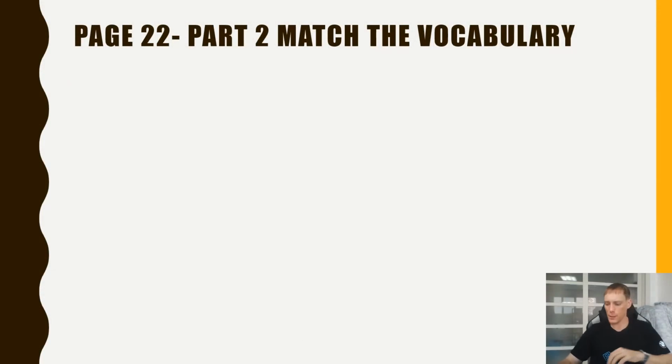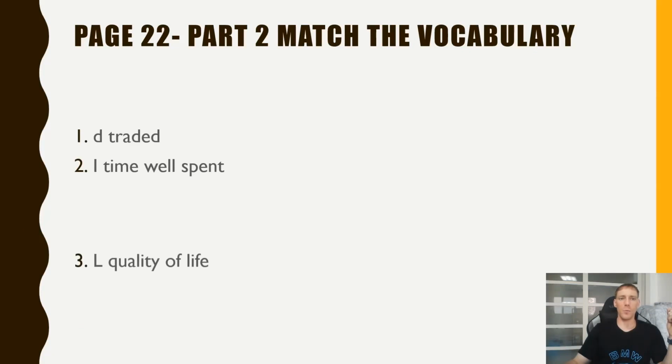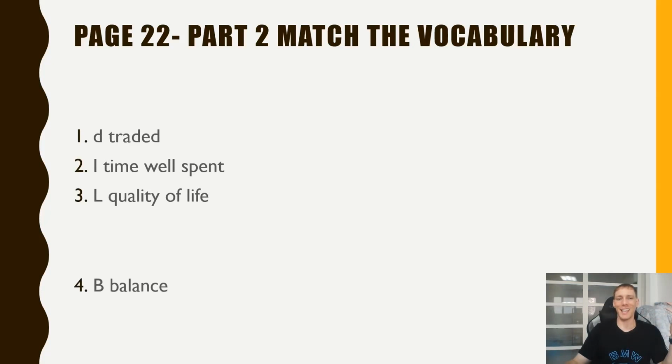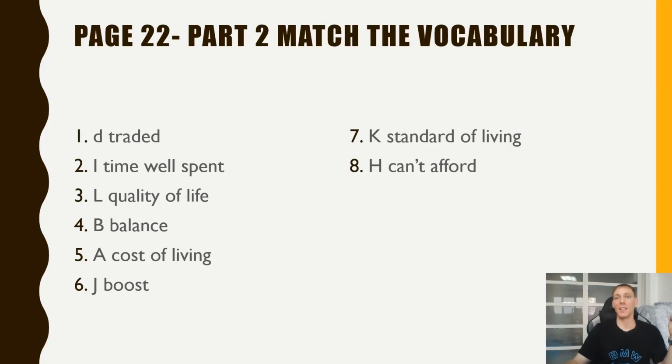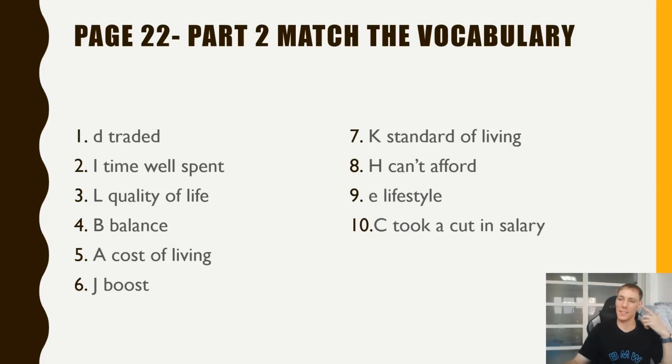Okay? The final one on here is the vocabulary. If you look very carefully at the vocabulary in Unit 3, I gave you lots of vocabulary, and you just had to match them all together. There was a lot, like traded, time well spent, quality of life, balance, cost of living, boost, standard of living, can't afford, lifestyle, took a salary cut, and was worth it, value.